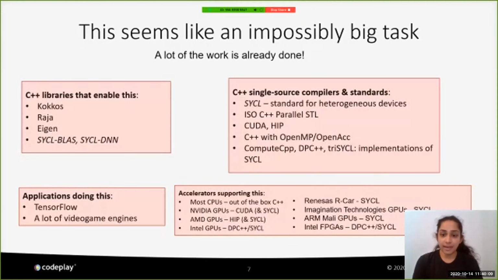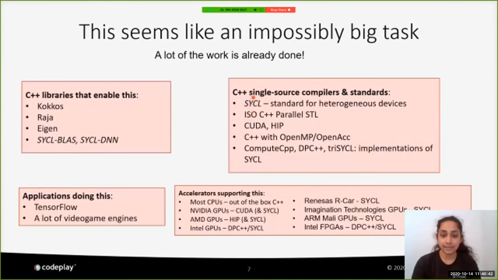So next we look at which libraries or compilers support C++ single source compilation. There are many C++ libraries like Kokkos and RAJA for high performance computing, which already have support for this, and Eigen, which is used in AI and robotics. Later in the slides, we are going to look at SYCL-BLAS and SYCL-DNN, which are libraries that are part of the SYCL ecosystem, which also support single source compilation. Many compilers also currently support this.